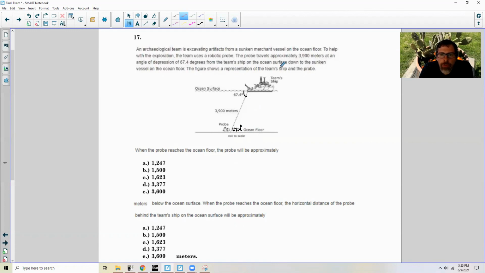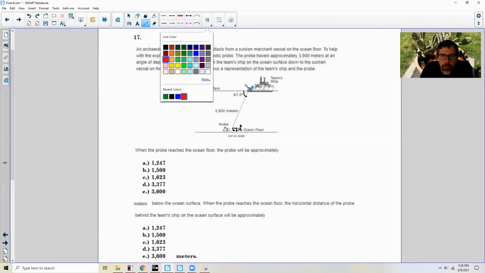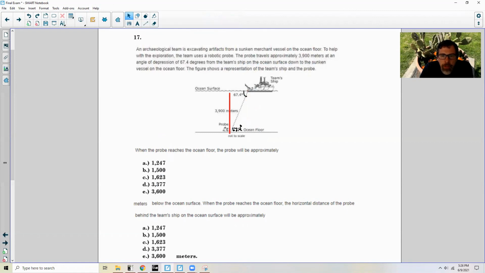The figure shows a representation of the team ship and the probe. When the probe reaches the ocean floor, the probe will be approximately blank meters below the ocean surface. So below the ocean surface is a straight shot. That means from here, straight down, like so. And actually, we could probably put that over here as well. So the angle of depression is what we would use here. So let me just erase this, just showing another fact.